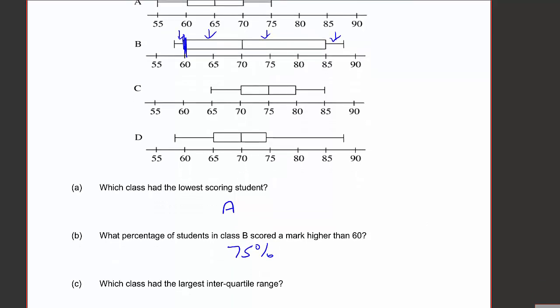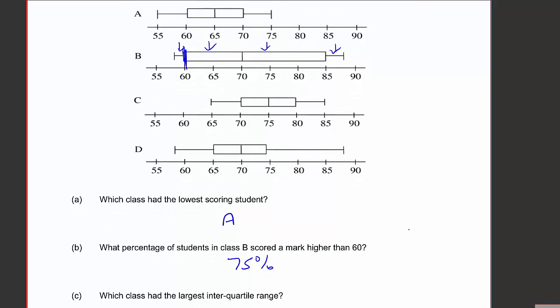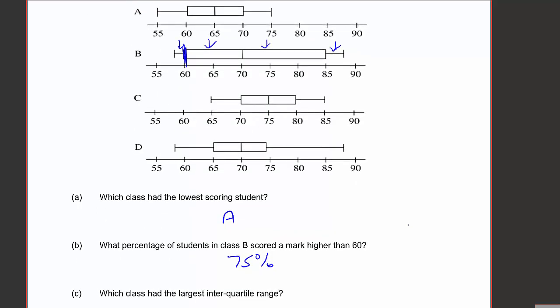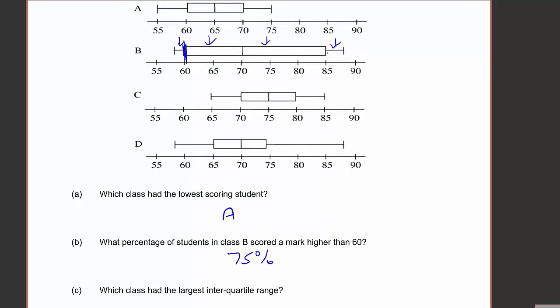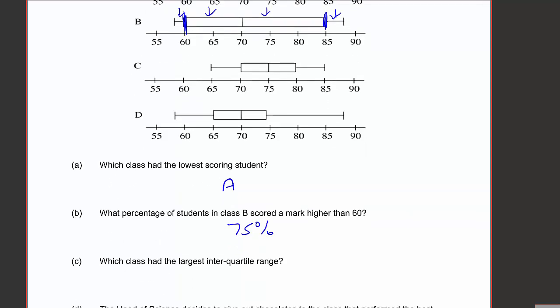Which class had the largest interquartile range? So we're looking for the longest box. Remember, the interquartile range is from the lower quartile to the upper quartile, and the longest box certainly belongs to class B.